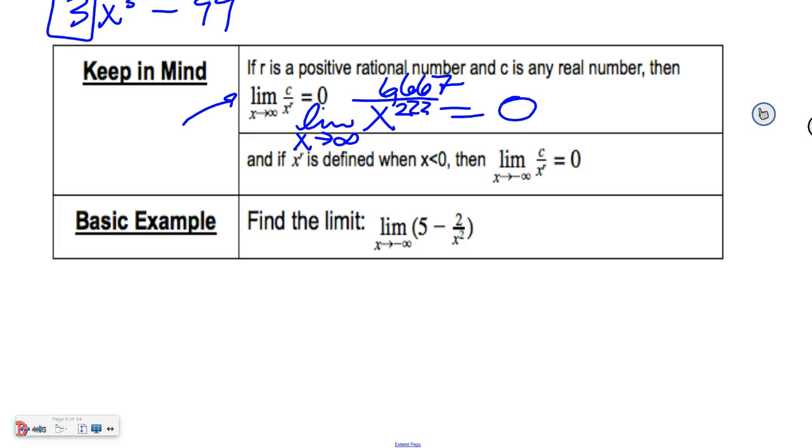Because my x is approaching the biggest number you can think of. So it could be a zillion trillion to the 222nd power, and that's just going to annihilate the numerator. Does that make sense to you? So any constant over x to a power is going to go to 0 eventually. And that's what helps us.